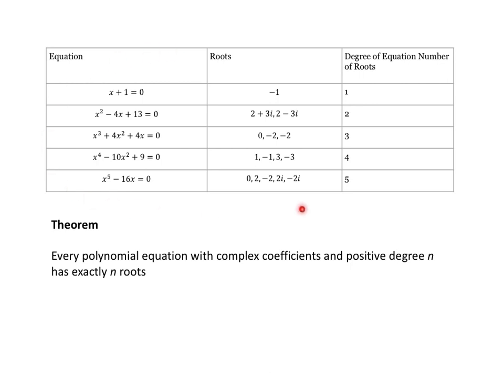And if you look at this table, you should see that. Degree of 1, 1 root. Degree of 2, 2 roots. Even though those are complex roots, they are still roots. Degree of 3, 3 roots. Degree of 4, 4 roots. Degree of 5, 5 roots. Some of these are real, some are imaginary, but either way, this theorem does hold true.